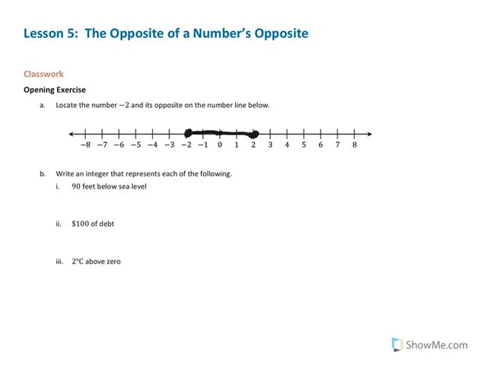Okay. B says, write an integer that represents each of the following. Now these are not opposites, it's just an integer based on what it says. So what is an integer to represent 90 feet below sea level? Right, it's -90. And then an integer to represent $100 of debt. Right, debt is negative, so it's -100. And lastly, what is 2 degrees above 0? Well, above means positive, so 2 degrees above 0 is +2.